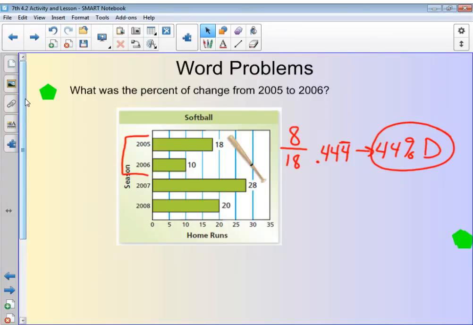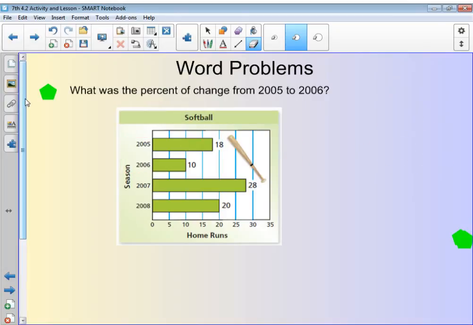If I had worked from 2006 to 2007, then my original number would be the 2006 point. So here we can see it was an increase. It increased from 10 to 28. So we would use 18 change over 10, and then we would identify if it was an increase or a decrease based on the fact that we started in 2006 and went to 2007.